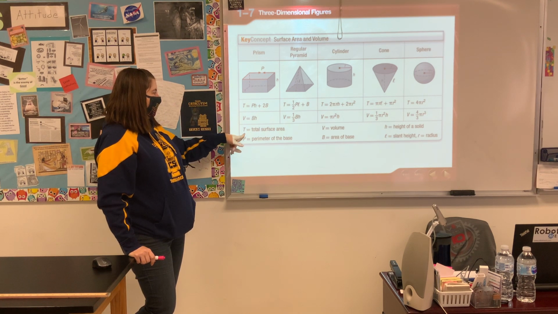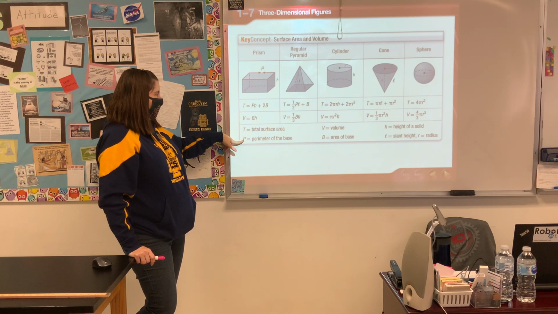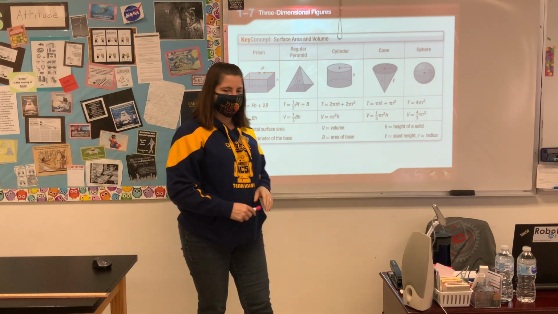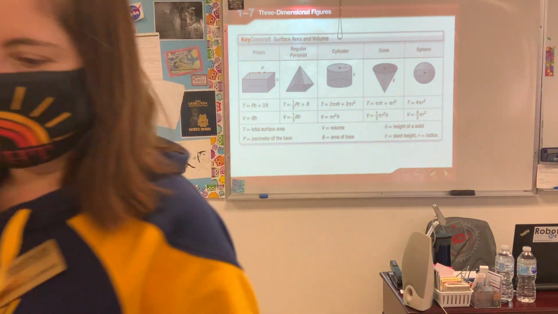Okay. T is our total surface area. 15 is perimeter. And we'll start again with this on Monday to finish it up. We're nearly done.